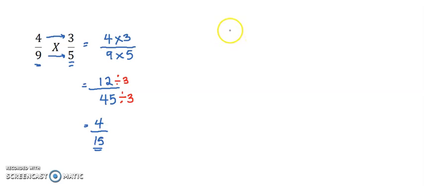Now I want to look at the same problem again and show you another way to do it, or another way to make your life a little bit easier. So we write back 4/9 times 3/5. And remember, it doesn't matter that the denominators are not the same. We're just going to multiply across. So we're going to say 4 times 3, and the denominator would be 9 times 5.